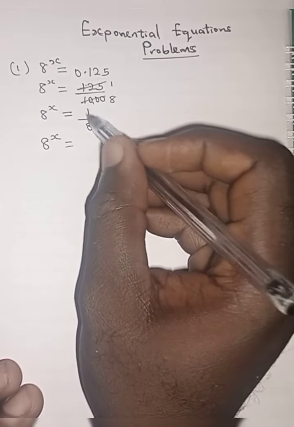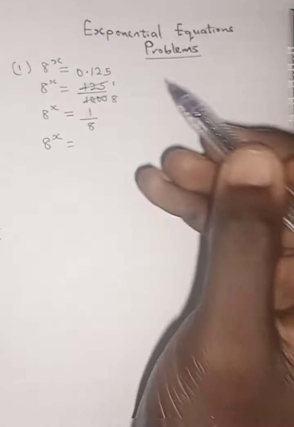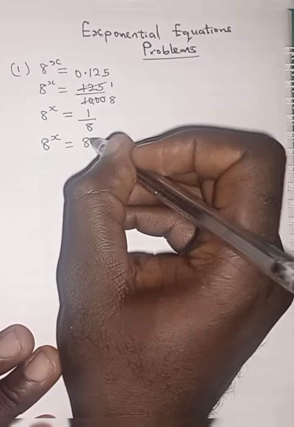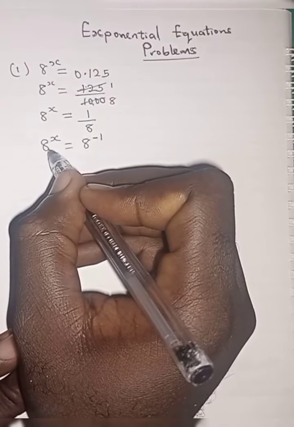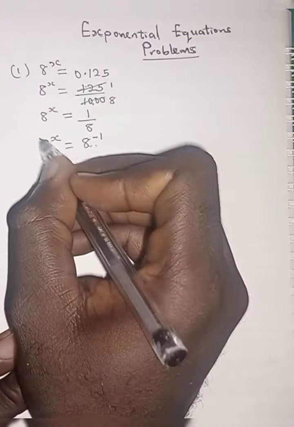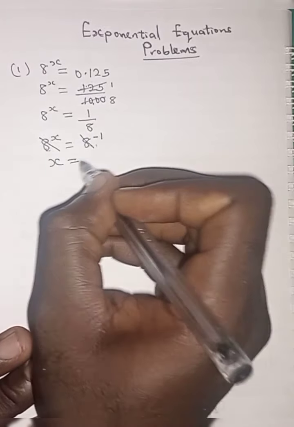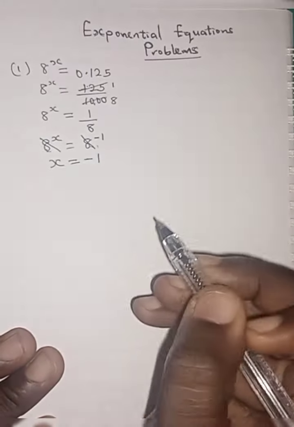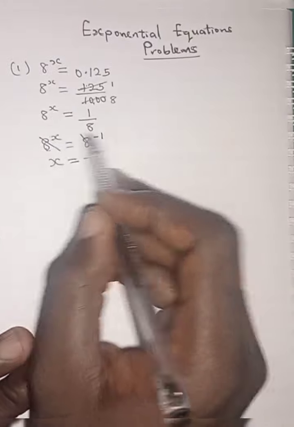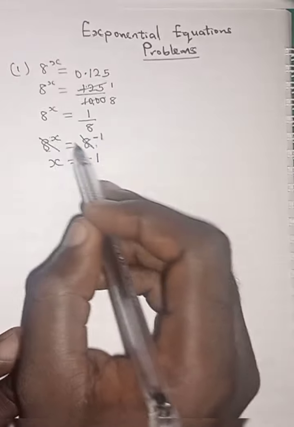Then we can now change this back to index form. So 1 all over 8, if you change it back to index form, is going to give us 8 raised to power minus 1 in indices. With this, we have 8 in both sides, so we can now cancel out. So we are going to equate the powers, and that's going to give us x equals minus 1.